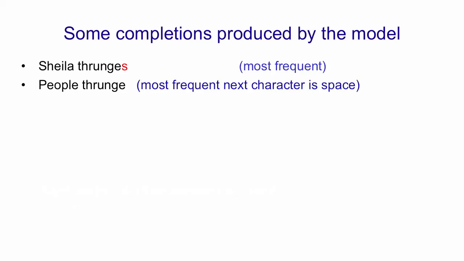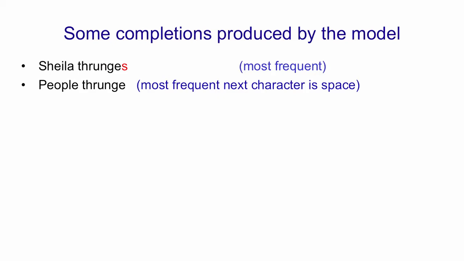So one thing we could do is we could test the model by giving it carefully designed strings to see what it knows. So I tried giving it a non-word. The word "thrunge", T-H-R-U-N-G-E, is not an English word, but most English speakers, when they see that word, would expect it to be a verb because of its form. So I gave it opening contexts in which that might be a verb to see what character was most likely to come next. So if you give it "Sheila thrunge" and ask for the next character, the most frequent one is an S, which suggests that it knows that Sheila is singular, just from reading Wikipedia. If you give it "People thrunge", the most frequent next character is a space, not an S, which suggests that it knows that people is plural.